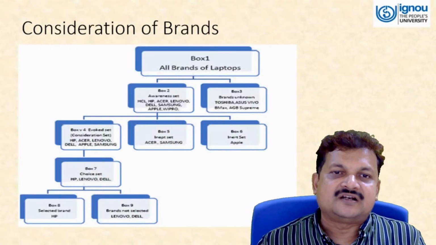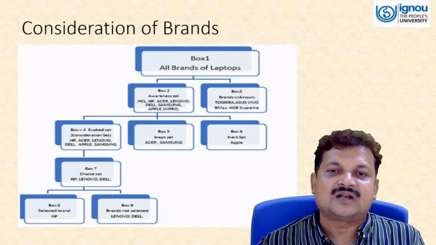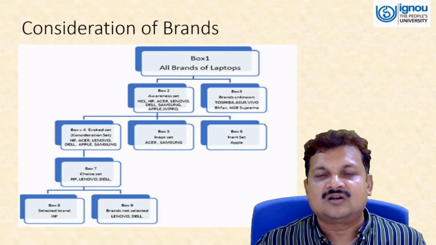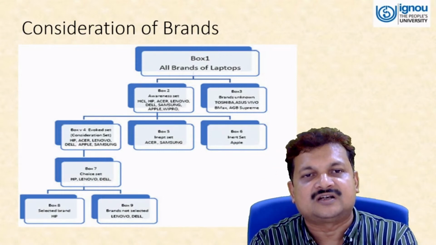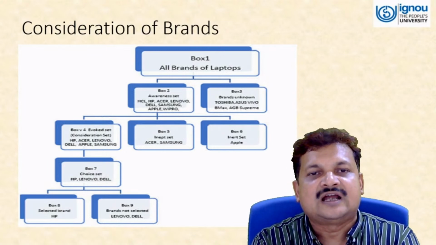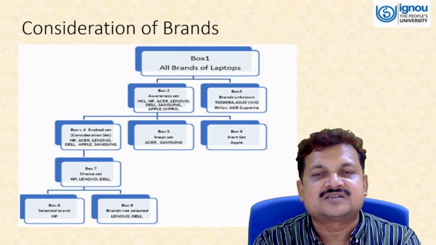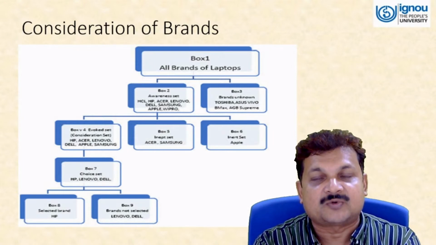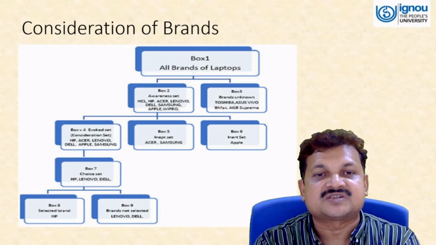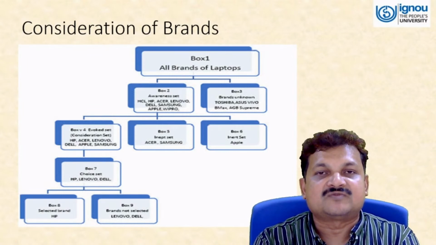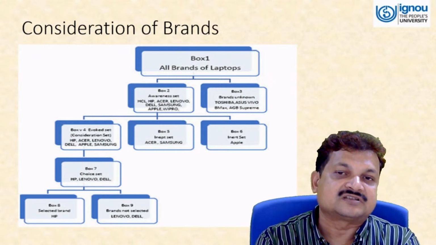Now, consideration of brands: how are people considering them? First we go through all brands of laptops, for example all brands of laptops on Flipkart, Amazon and so on. Then you can see two types of things. One is your awareness set and the other is brands unknown. In the awareness set, you may not be aware of a particular brand, but it is possible that to some extent, or to a greater extent, or at a mediocre level, you have knowledge of it.